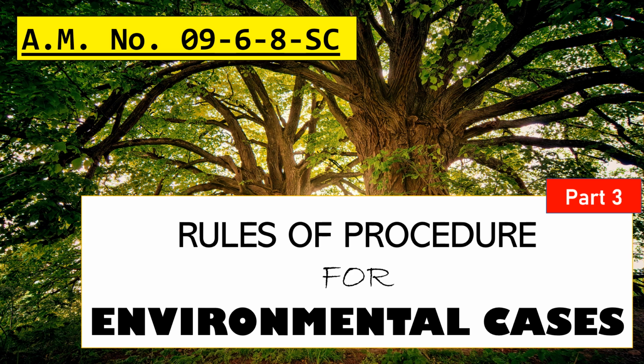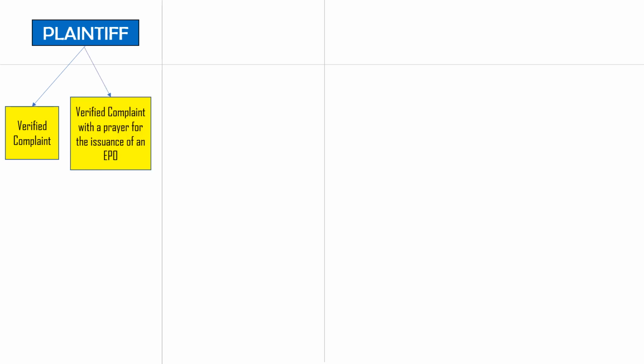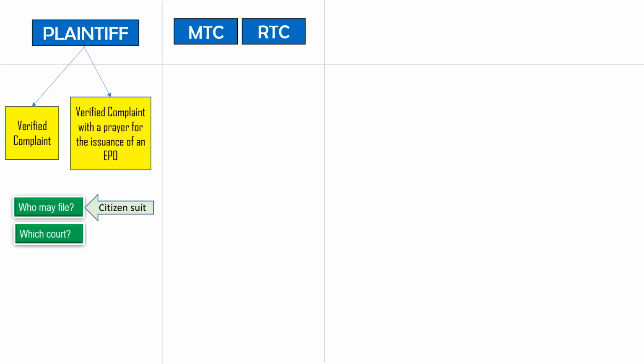This is part 3 of our discussion on the rules of procedure for environmental cases. Just a quick recap, we said that for your environmental case, the first step is that the plaintiff will file a verified complaint, or the plaintiff can also file a verified complaint together with a prayer for the issuance of an environmental protection order. We already answered who may file or who is your plaintiff. Just remember again your citizen suit, and then we also answered in what court you are going to file your environmental case, that is your MTC or RTC, and of course the rule on filing fees.